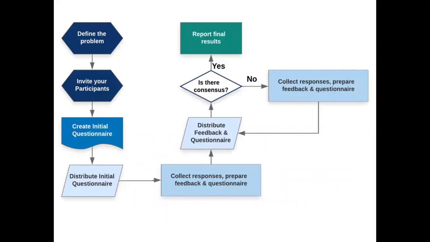Here is a flowchart diagram of the Delphi technique. First of all, the problem is defined, and then we invite our participants, and then we create an initial questionnaire and distribute it among the participants. And then we collect responses, prepare feedback and questionnaire, and then distribute feedback and questionnaires. If the consensus is made, a final report of the results is made, and if the consensus is not made, then we collect responses, prepare feedback and questionnaire, and then we repeat with the distribution of the feedback and questionnaires.